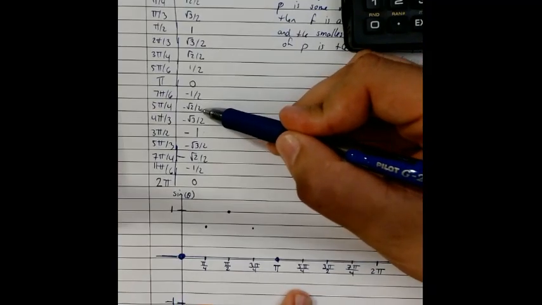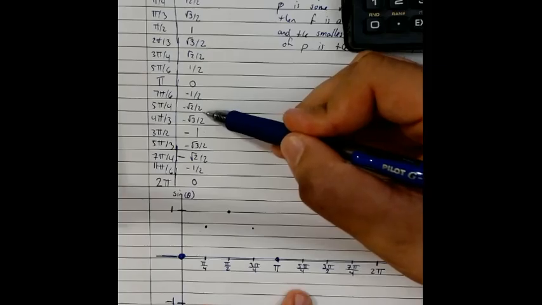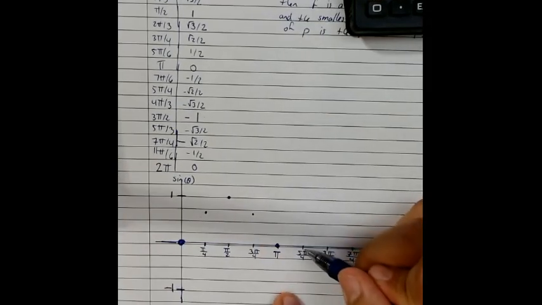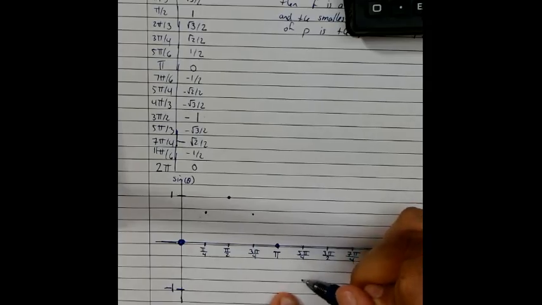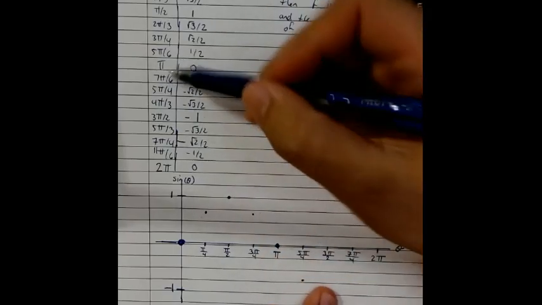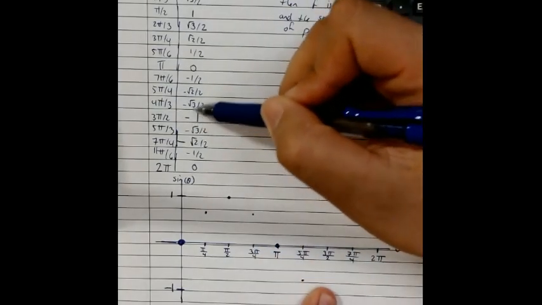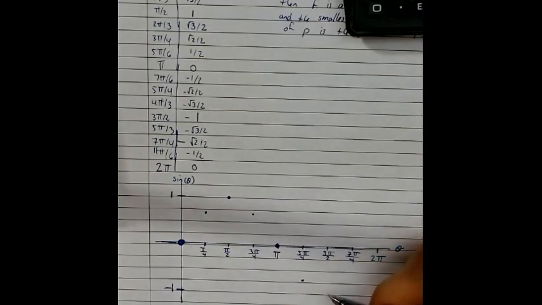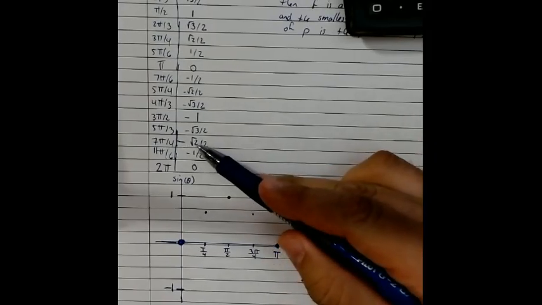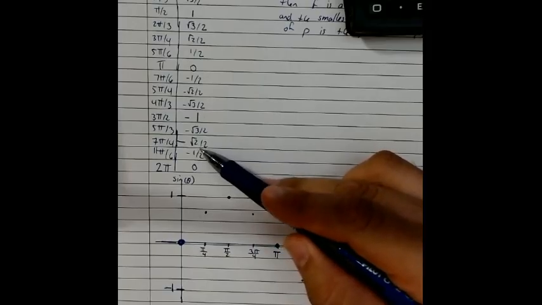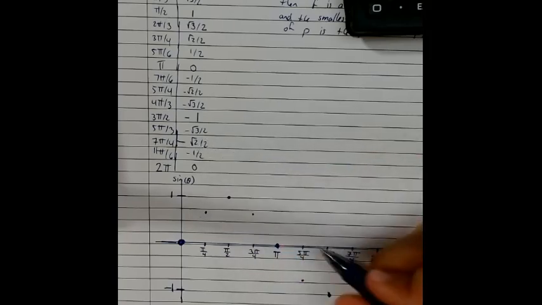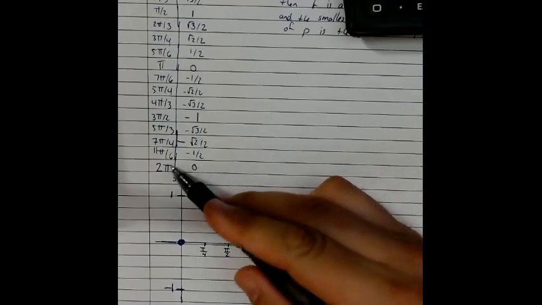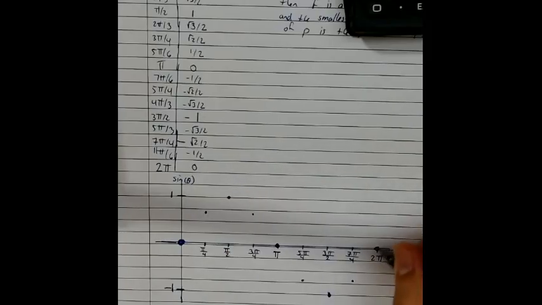At 5 pi over 4, the sine is negative root 2 over 2. So in other words, about negative 3/4, give or take. So here I'm going to go down almost to negative 3/4. At 3 pi over 2, the sine of 3 pi over 2 is negative 1. So from here I'd go down to negative 1, right about there. At 7 pi over 4, I get negative root 2 over 2, which is negative 0.71, give or take. So I'd go down almost all the way to negative 3/4. And if my angle is 2 pi, then the sine of 2 pi is 0.